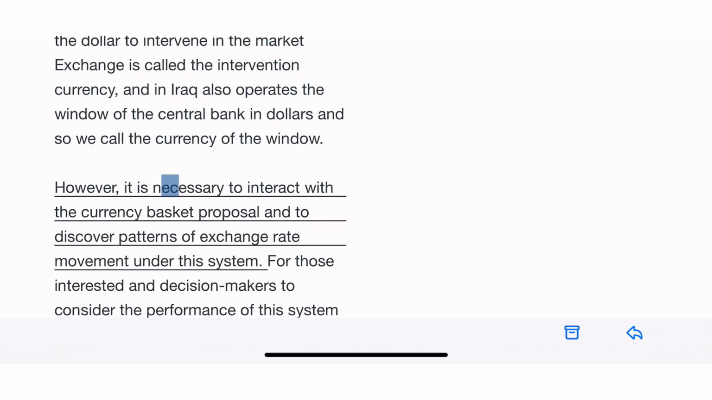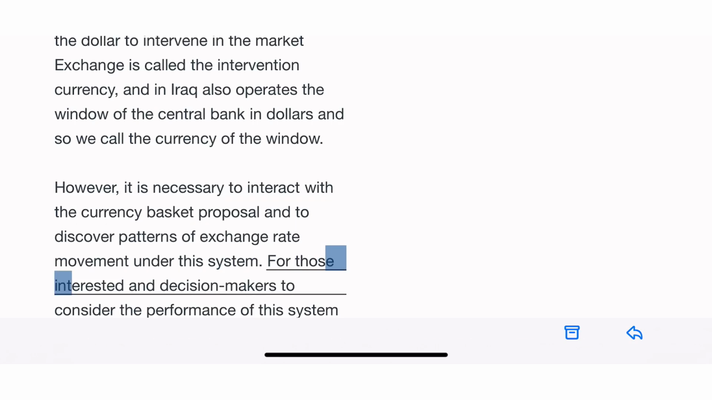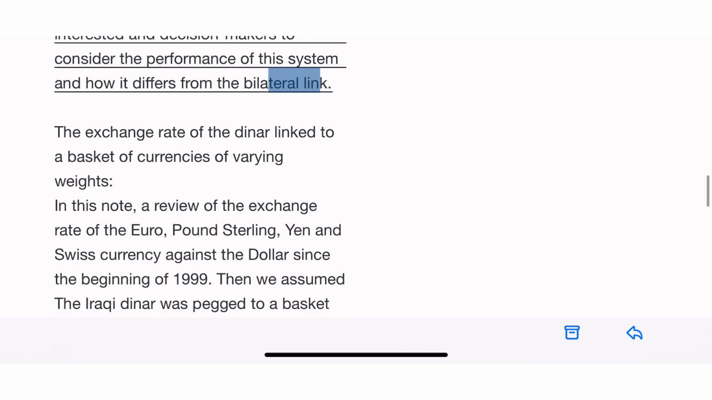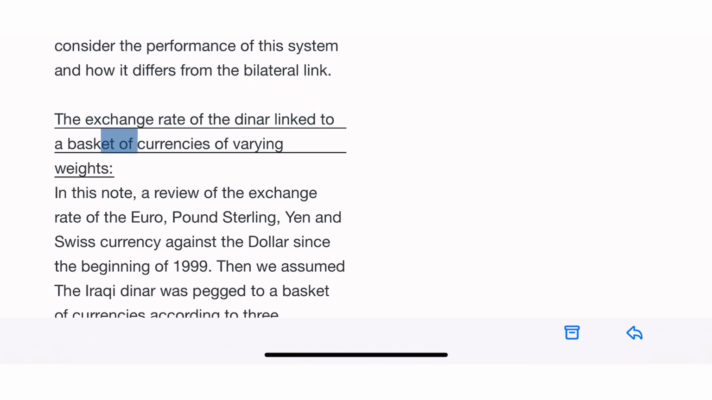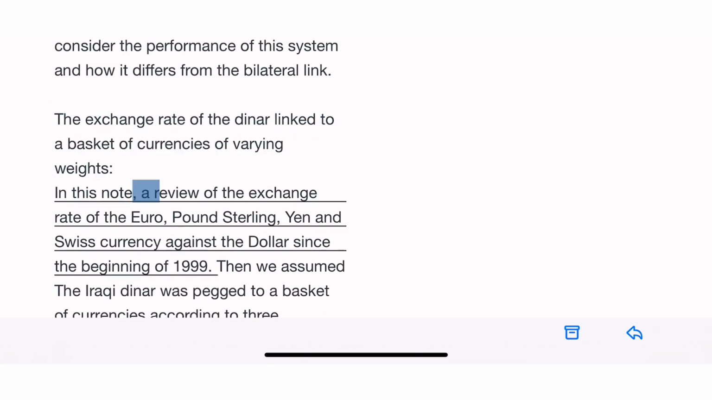window. However, it is necessary to interact with the currency basket proposal and to discover patterns of exchange rate movement under this system, for those interested decision makers to consider the performance of this system and how it differs from the bilateral link. The exchange rate of the dinar is linked to a basket of currencies of varying weights, in this note. A review of the exchange rate of the euro, pound sterling, yen and Swiss currency against the dollar since the beginning of 1999.